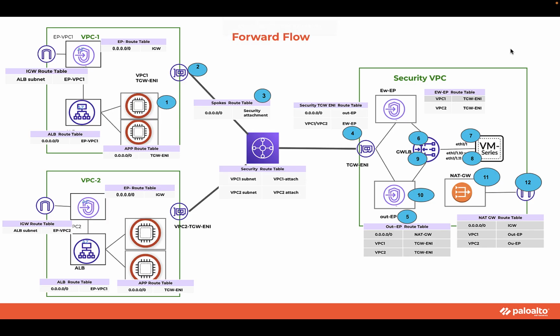For outbound traffic flow, when the application initiates a connection towards the internet, it finds a route towards the transit gateway attachment. So the traffic gets forwarded to the transit gateway attachment, which then forwards to the transit gateway. It's going to look in the spokes route table where it finds a match for the default destination, which is towards the security VPC attachment. At the security VPC attachment, there is a route which points towards the outbound endpoint. So the traffic gets forwarded towards the endpoint.